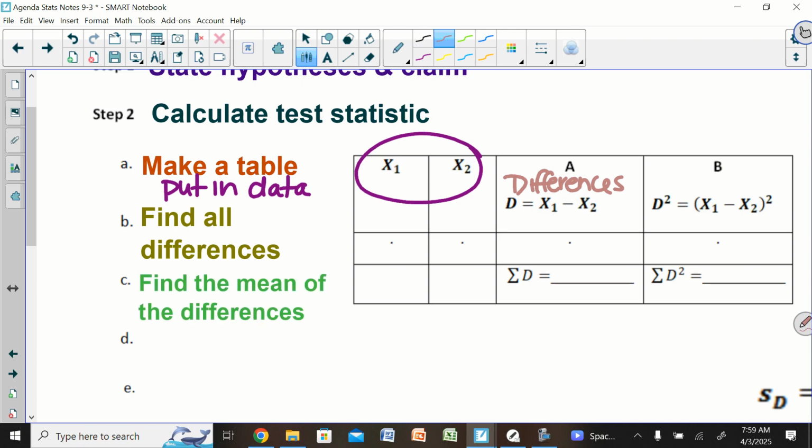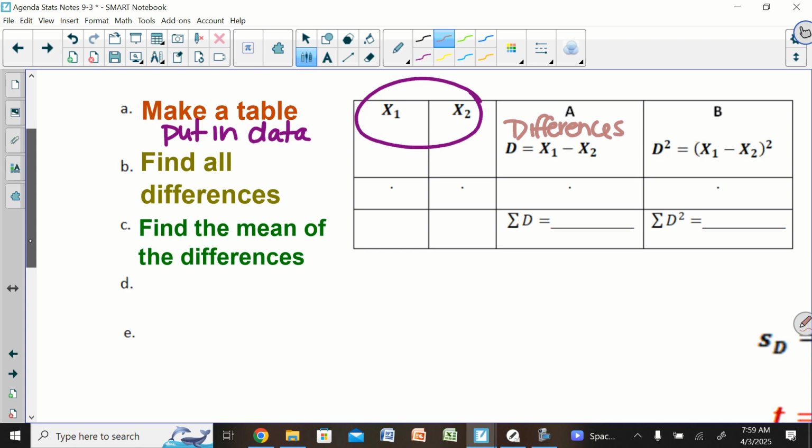Part C, you're going to find the mean of the differences. The mean is going to be our d bar, so the sum of our differences divided by n. Notice down here at the bottom, when I find all those differences, I quickly add them all up and find the sum of all of those d differences.